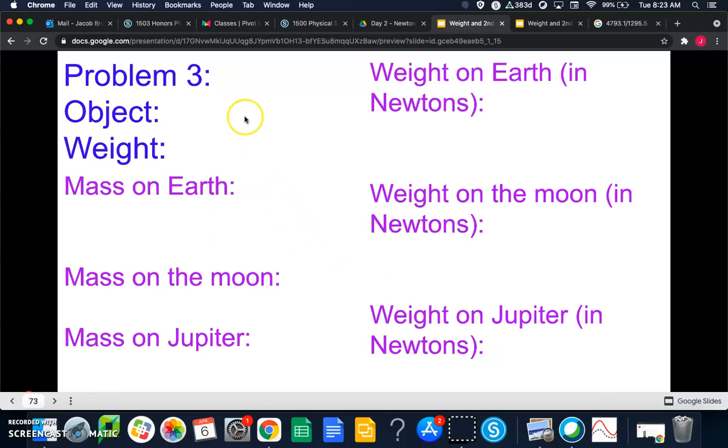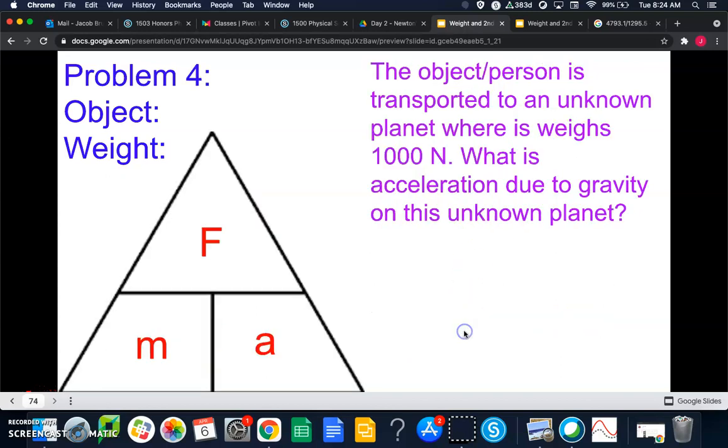And then you'll write the object here and its weight again. You'll find its mass on Earth, mass on Moon, mass on Jupiter, weight on Earth, weight on the Moon, weight on Jupiter. And then we're going to say that this object or person is transported to an unknown planet where it weighs 1,000 newtons. What is the acceleration due to gravity on this unknown planet? Okay, let me know if you have any questions.